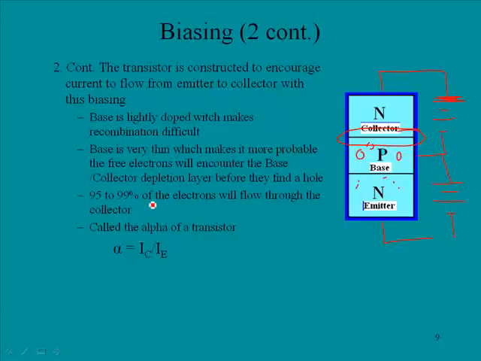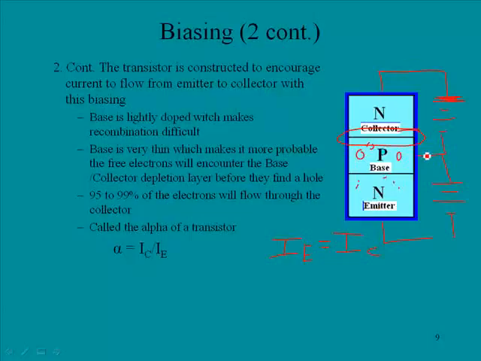Now, 95 to 99% of the electrons will flow through the collector. So we're saying the vast majority, in fact more than the vast majority, virtually all of the electrons will flow from the emitter into the collector. And we're saying 95 to 99% will do this. In fact, in many circles, when you're talking about the collector current and emitter current, they will simply say that IE equals IC, because so much of that current goes up to the collector.